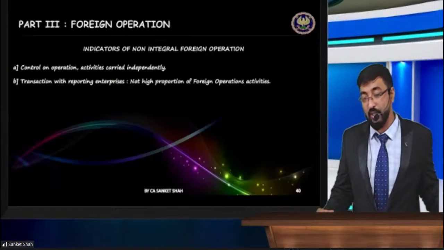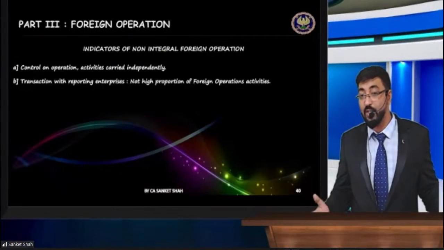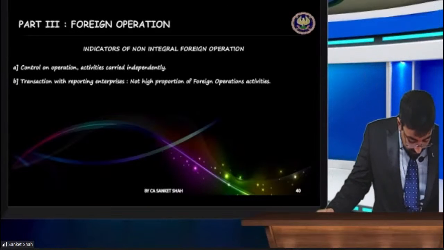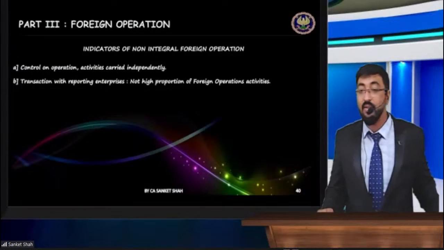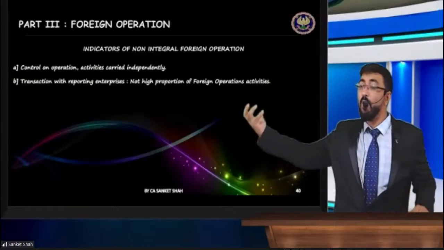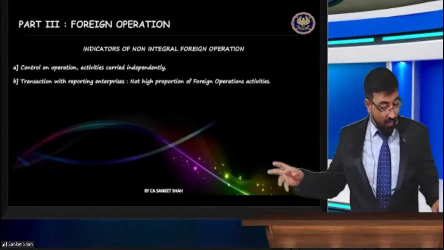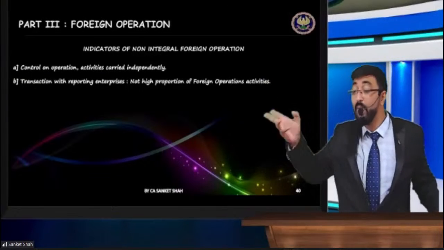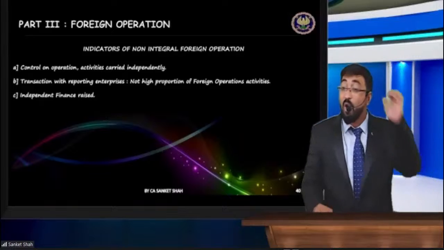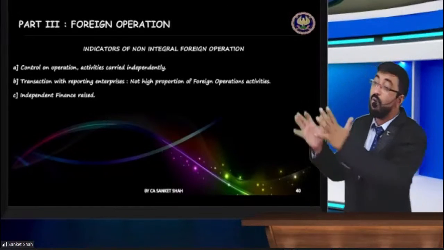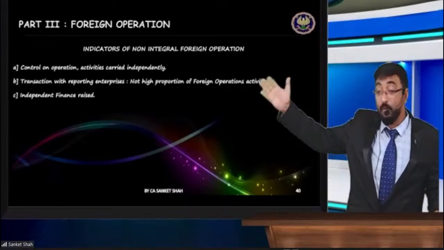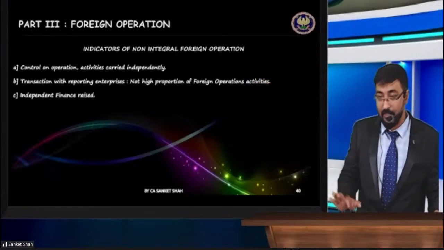It is a control on operation. So I already explained you, it is a control on operation, and the branch is behaving like an independent branch. Transactions with the reporting enterprise are not high in proportion. It means the reporting enterprise is in India and the foreign branches are in USA. So they have not much selling and buying of goods by the branch only. So here transactions with the reporting enterprise are not in high proportion of foreign operation activities, because you are giving some independence to your branches. Independent finance raise, so the branch will take their own finance. They are not depending on the head office.